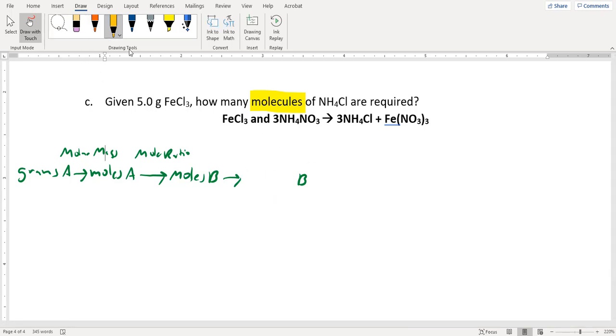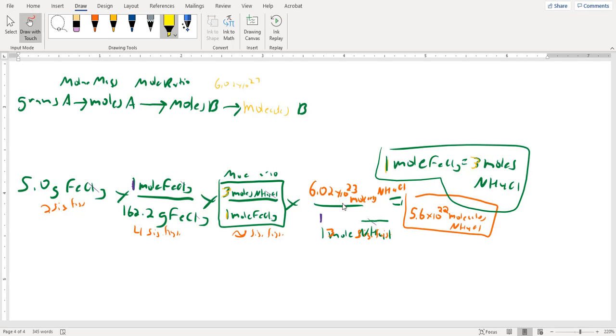Where instead of grams, it's going to be molecules. And then instead of molar mass, we're going to use Avogadro's number, 6.02 times 10 to the 23rd. Now, the rest of the setup should be very similar, only we're converting using molecules at the end instead of grams. So here's the final setup and answer, where I've converted molecules using Avogadro's number.